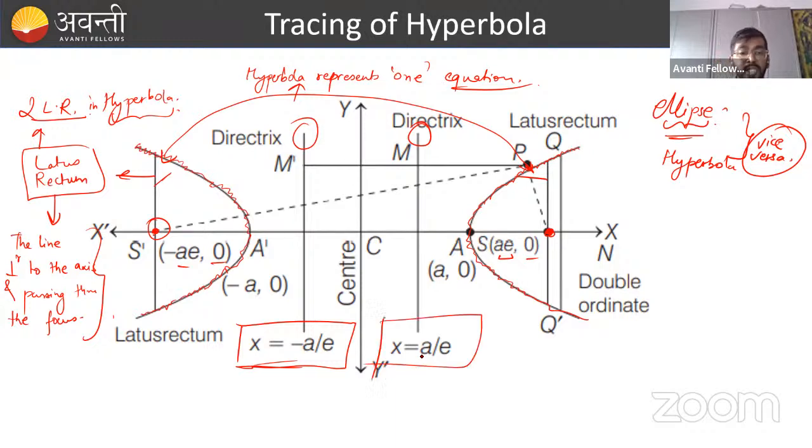So now we remember that the equation of directrix is x equals to minus a by e, right?